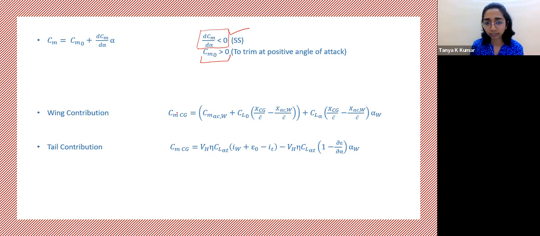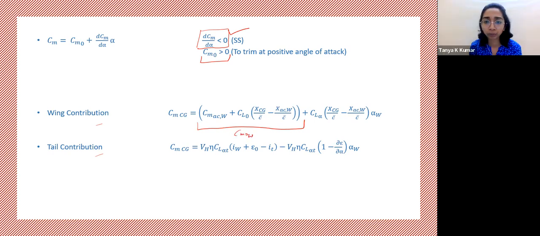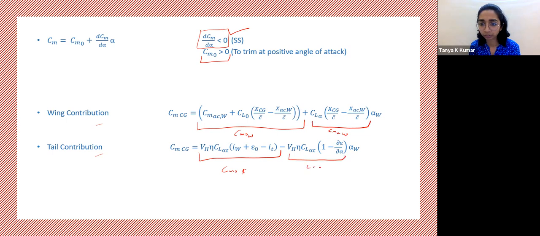Now we look into the equations of the wing contribution and tail contribution. The pitching moment coefficient equation for the wing is given by this equation. If you equate it to the main equation, this term contributes towards what? Cm naught, exactly. So this is the Cm naught contribution of the wing, and this is the Cm naught contribution of the tail. This is the Cm alpha contribution of the wing, and this is the Cm alpha contribution of the tail.